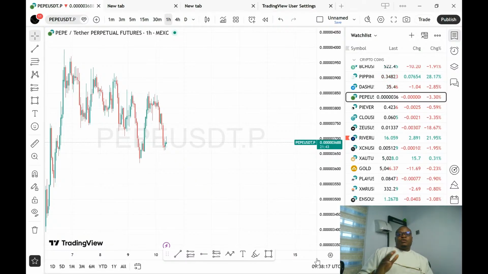Order block is not a continuation of trend. Order block is a reversal point. Are you getting me? Let's use that. Order block is a reversal point. Order block is not a continuation.